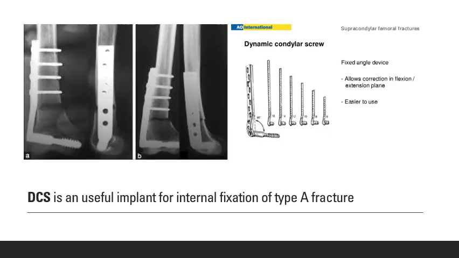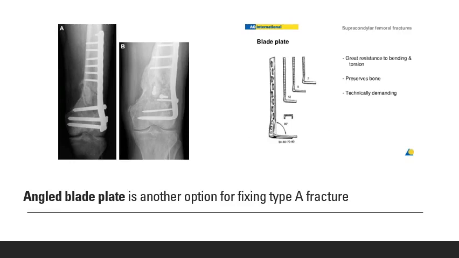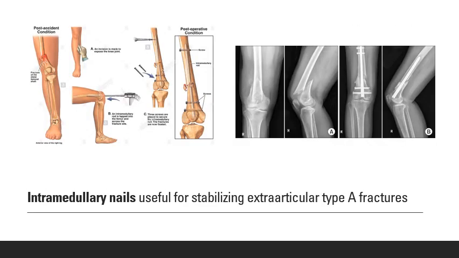Coming to treatment aspect of the supracondylar femur fracture, type A fractures can be treated by open reduction internal fixation with DCS. DCS is a fixed angle device, allows correction in both flexion extension plane, easier to use. Another option for treating type A fractures will be angle blade plate, which offers great resistance to bending and torsion forces, preserves bone during surgery, technically demanding. Extra-articular type A fractures can be treated by retrograde intramedullary nail fixation.